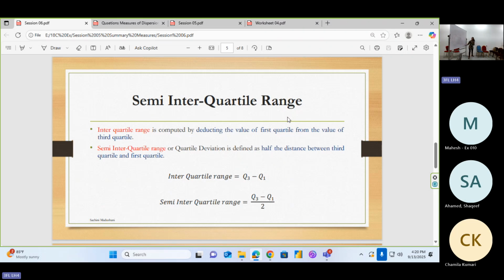Interpretation is the same as for the range value. If the semi-interquartile range is high, it means variation is high. If the semi-interquartile range is less, it means variability is less but consistency is high. Variability and consistency have a negative relationship. High variability means less consistency. Understood? If you value consistency, now clear?